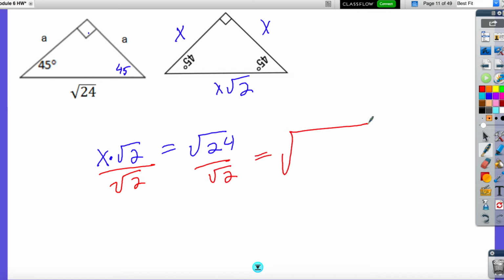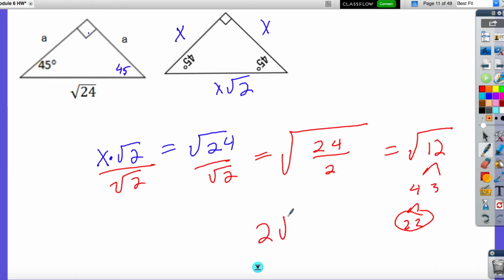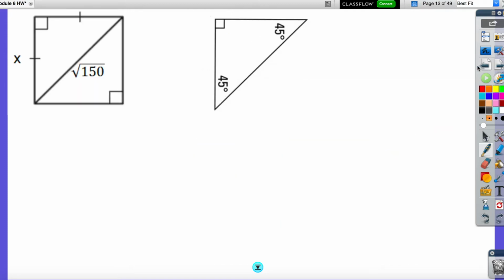And remember, anytime you're given two radicals that are being divided by each other, you can just divide them like this. So I'm going to be left with radical 24 over 2, which is just radical 12. From here, all I'm going to do is simplify. This is 4 times 3. That is 2 times 2. So that means it would be 2 radical 3. So x would be 2 radical 3. So these sides right here are 2 radical 3, 2 radical 3. Okay? Let's go ahead and look at another one.